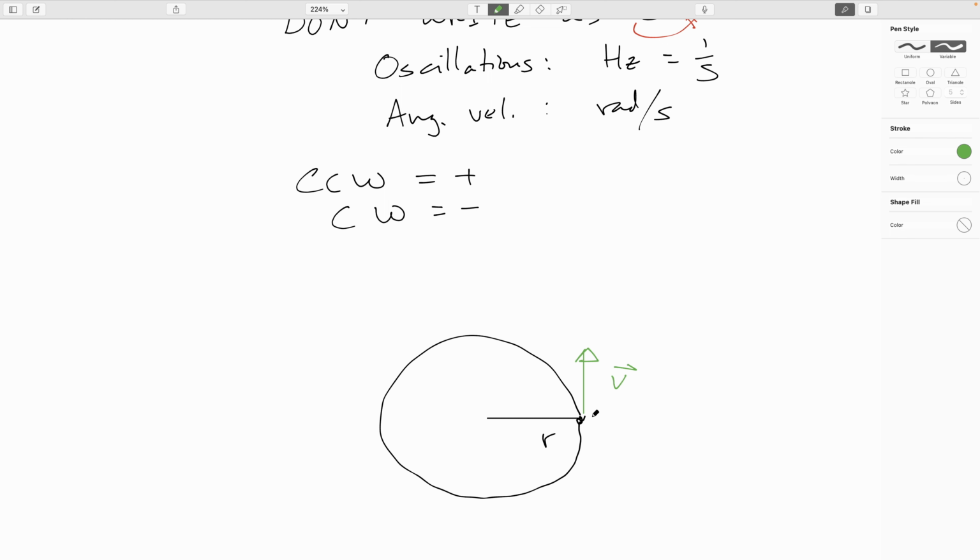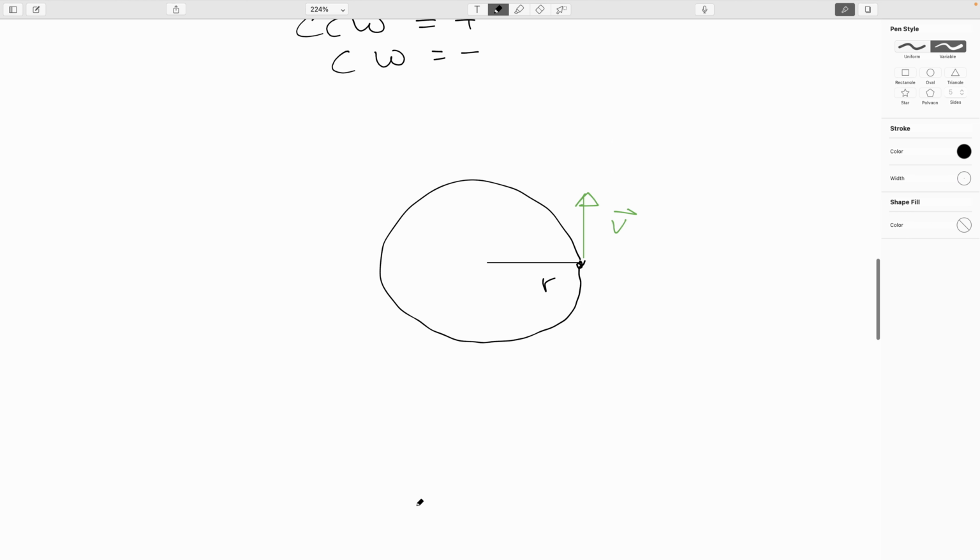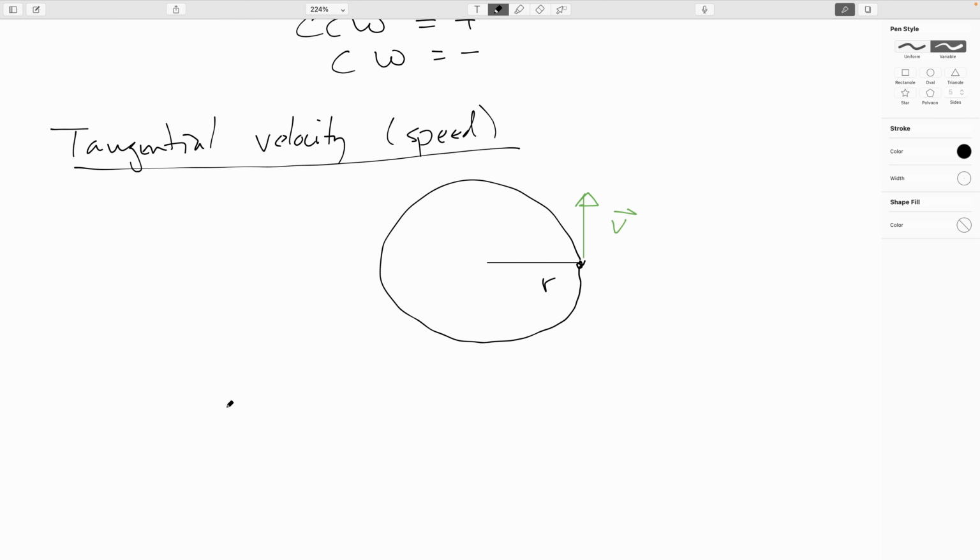And I can get the magnitude of the velocity, which annoyingly we call the tangential velocity, even though it's really a speed. So I'll put speed in parentheses here. We call it a velocity, but it's not a velocity because the direction's constantly changing. We're just concerned with how fast we're going.